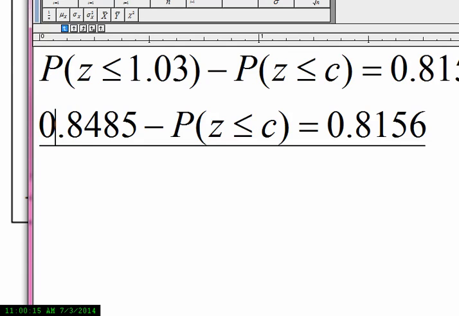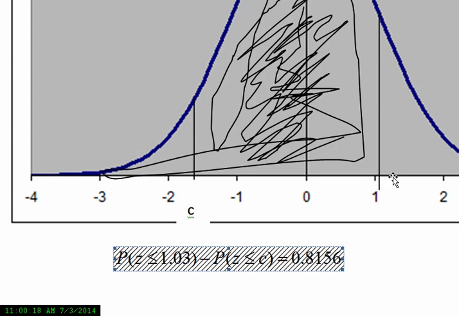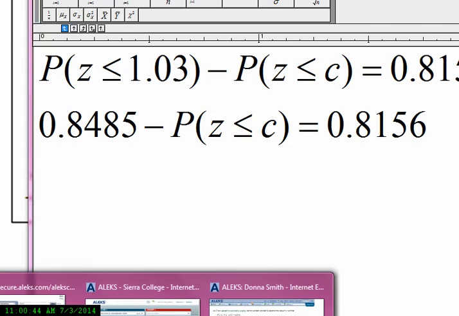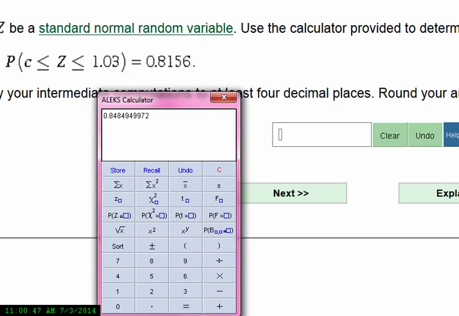If we go out to our graph, let's see, does that really make sense? Here's 1.03. Is everything to the left of that equal to about 84% of the area underneath the curve? It looks about right. Now I'm going to subtract 0.8485, and I did that to 4 decimal places because I said to do the intermediate computations to 4 decimal places. Then I'm going to subtract that from 0.8156. Let me make sure that I did capture that value right from the original problem. Yeah, it was 0.8156. Okay, super. So let's go ahead and subtract that from 0.8156.